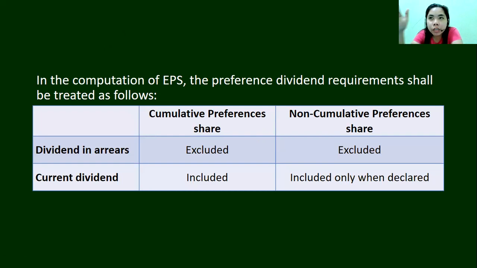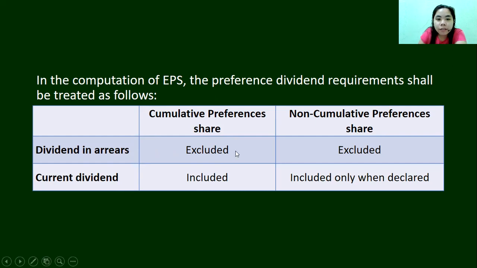So, for example, for the year 2020, the company declared 15,000 dividend. So, 15,000 in 2020 and there is 10,000 not distributed in 2019. So, cumulative, in total, what is distributed is 25,000. So we have here, if cumulative preference shares and dividend in arrears, we will not include the dividend in arrears, but our current dividend is included.